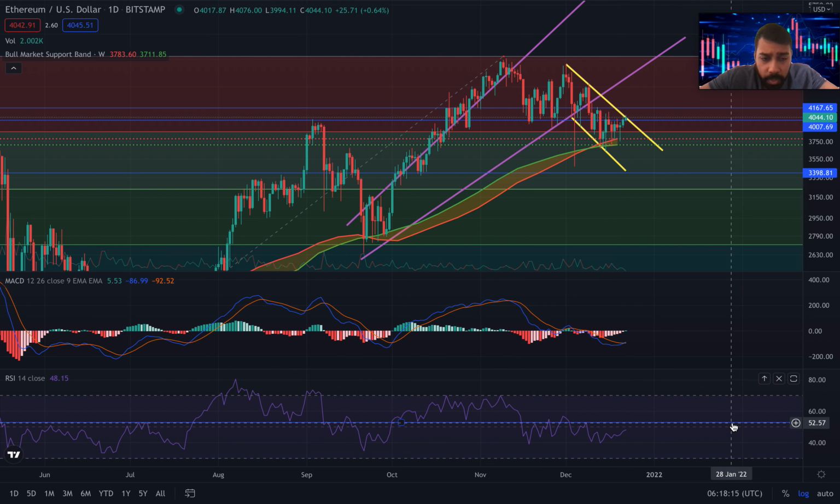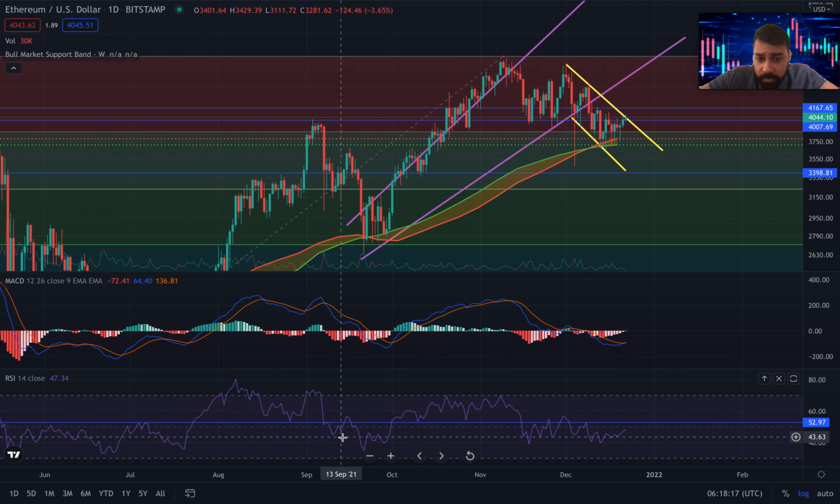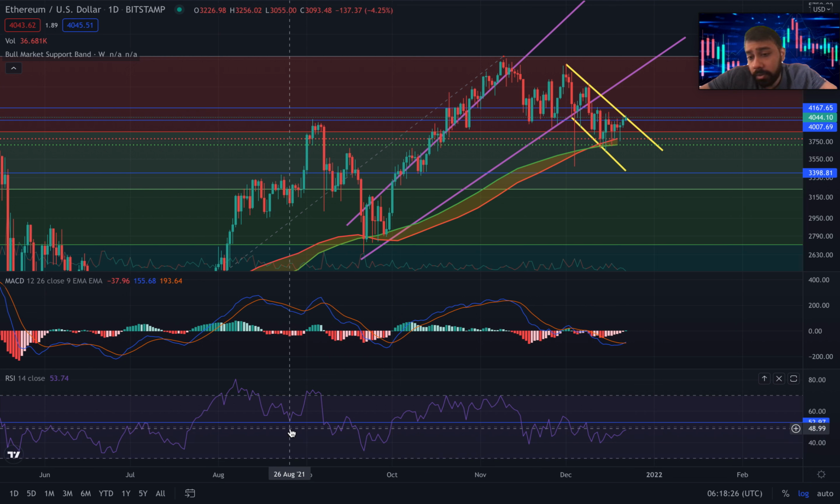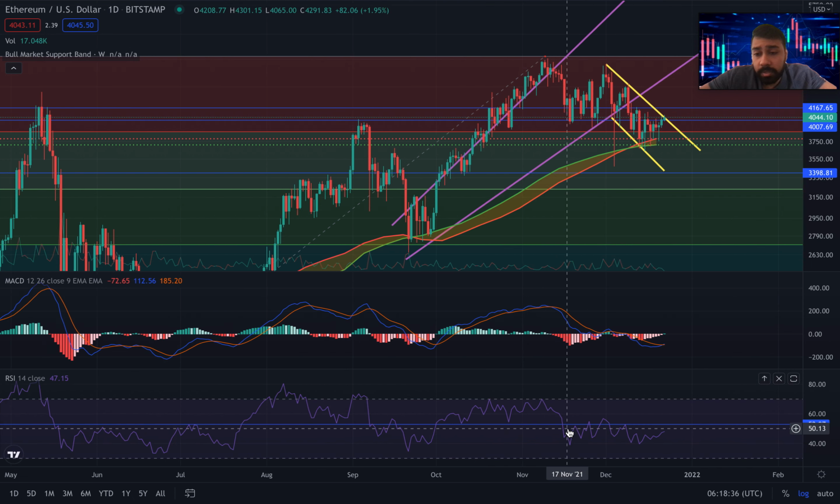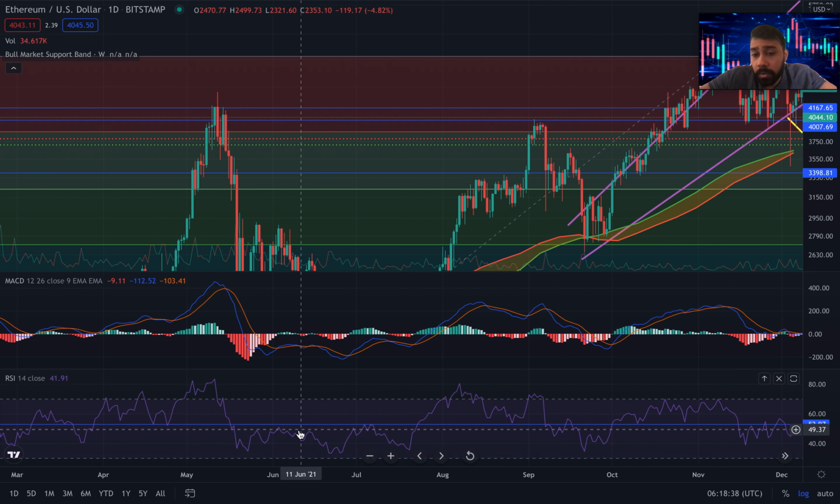RSI wise, what we are looking for is to get above 52.97 and hold it as support. We have seen it hold support multiple times during our uptrend. So that was 27th October, 10th October, we even held it on the 26th of August. During our downtrends, this becomes extremely high resistance. This correction, we had it as resistance. During our mini bear market, this was crazy resistance.